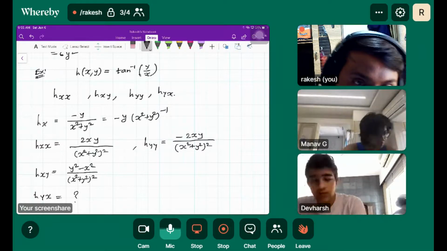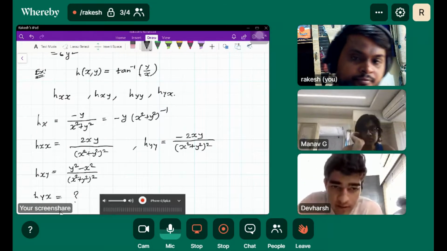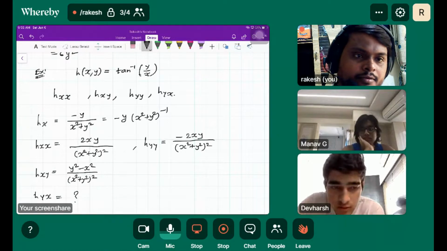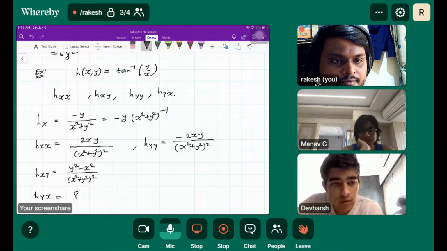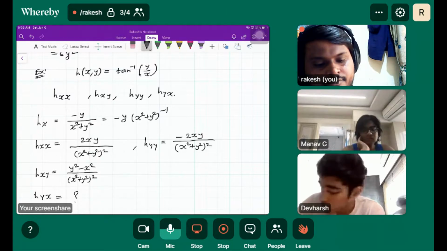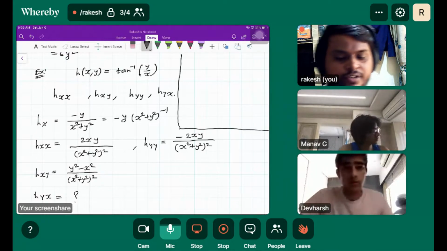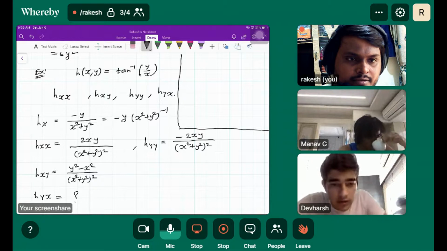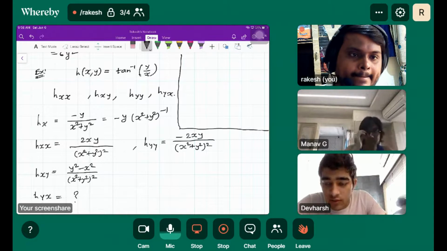So the differentiation of tan inverse y by x, don't you have to then use the chain rule? Yes, we have to use the chain rule. I'm a little unsure about the tan inverse rule only. Write that formula.